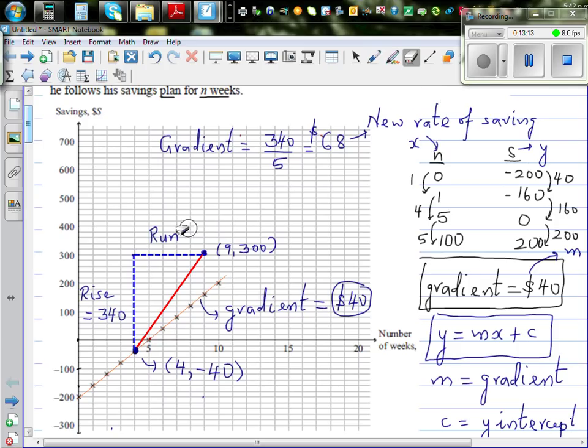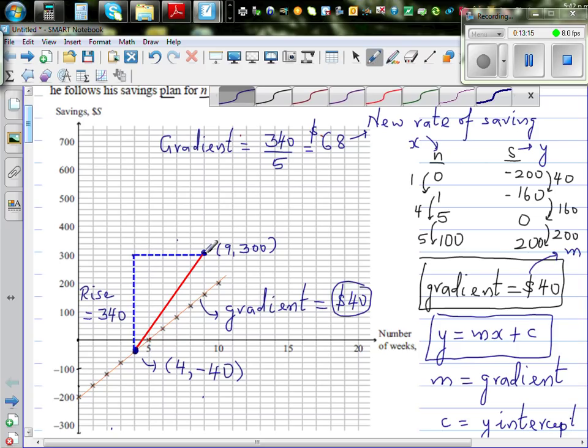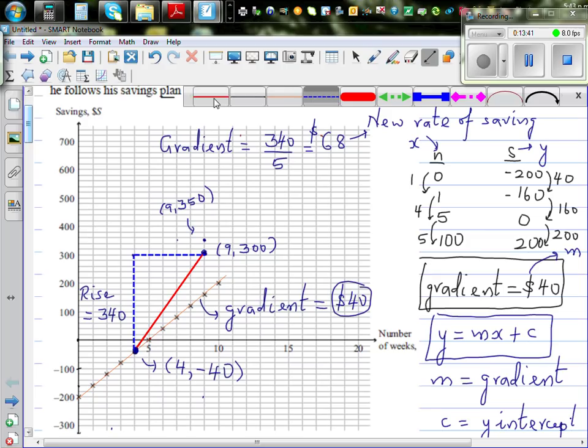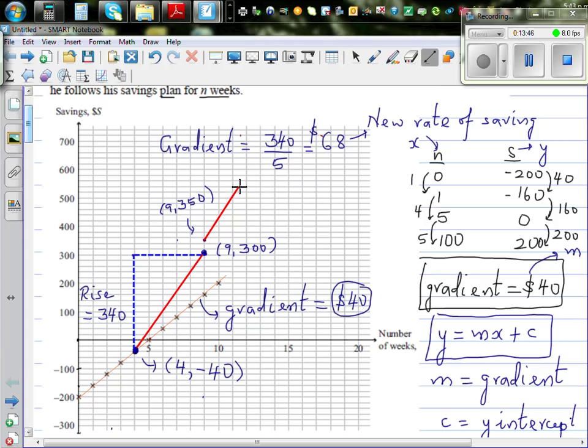So let me remove this. In week 9, there will be a jump. So this is 300 and this is 400. So this is 350. So from here, you can't join it. Again, this is week 9. After getting $50 from his grandma, he will have a graph somewhat like this, having the same steepness. So this is how his graph would look from week 9 onwards.